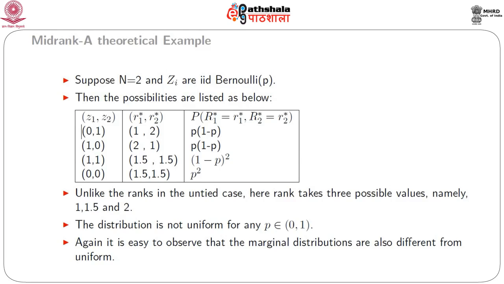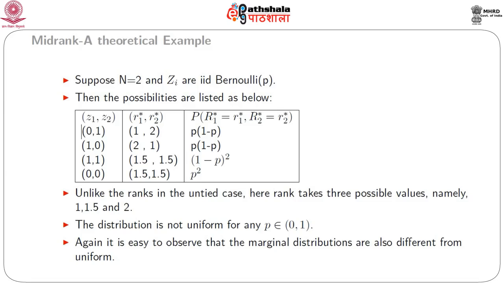observation, that is R1* equal to 1 and R2* equal to 2, has a probability p multiplied by (1 minus p). Again, if we have the observed value of (Z1, Z2) as (1, 1), then we get the mid-rank vector as (1.5, 1.5), and the probability corresponding to this is simply (1 minus p) whole square. In this way, for the remaining possibilities we can calculate the distribution of R1* and R2*.